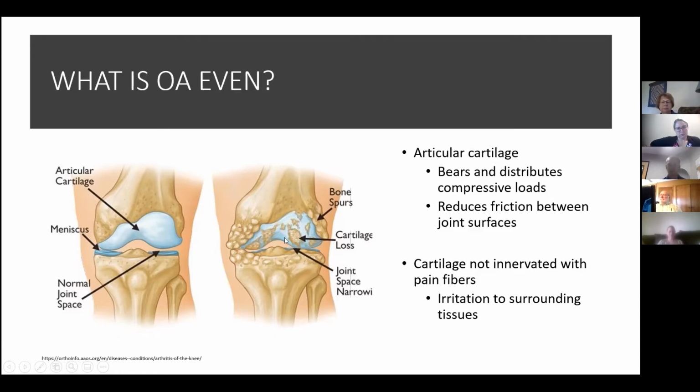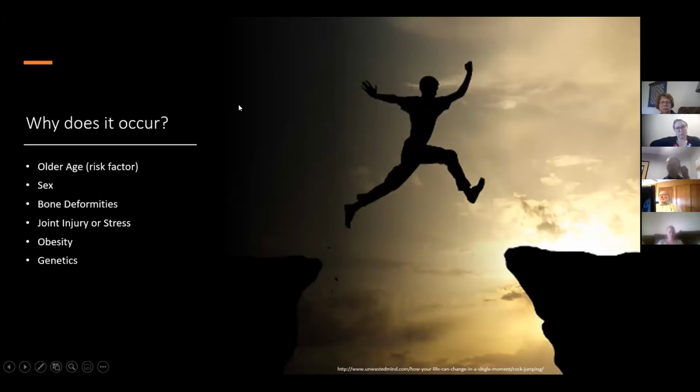You can imagine you have a lot of inflammation in the joint itself or around the joint from getting worn down and putting more stress on other areas. So that's what they're referring to with osteoarthritis, is just that wearing down of the articular cartilage there. Next slide here. So why does it occur?